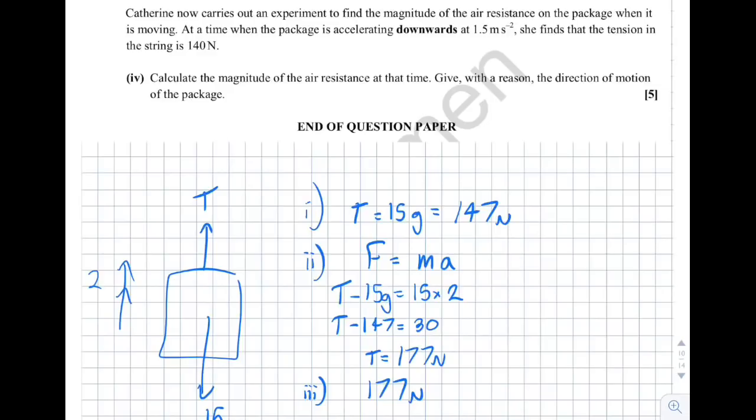Okay. Catherine now carries out an experiment to find the magnitude of the air resistance on the package when it is moving. At any time when the package is accelerating downwards at 1.5, she finds the tension is 140. Calculate the magnitude of the air resistance at that time. Give, with a reason, the direction of motion of the package.